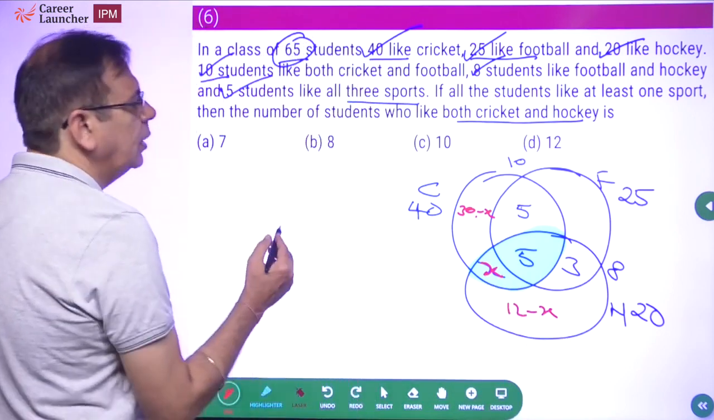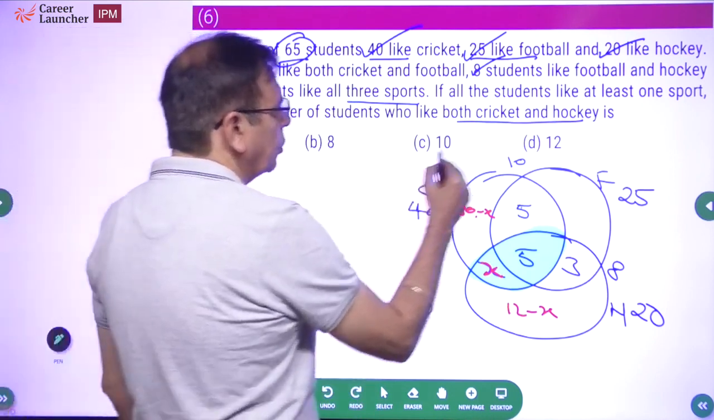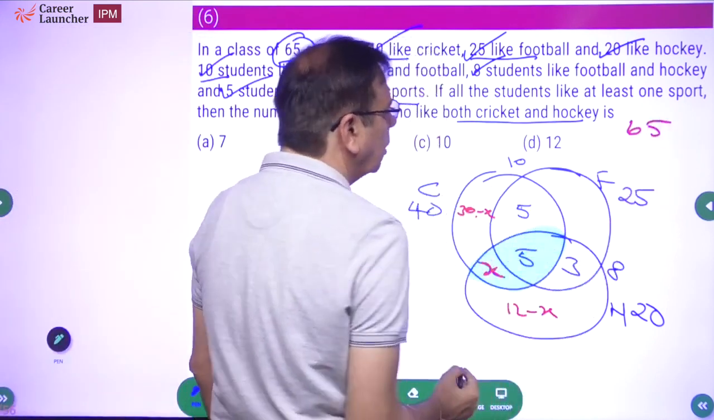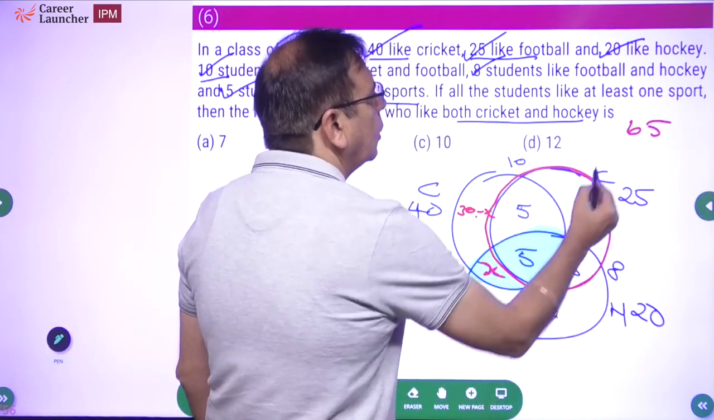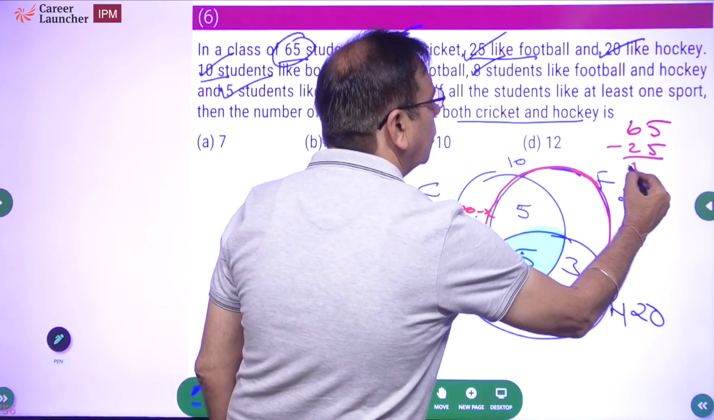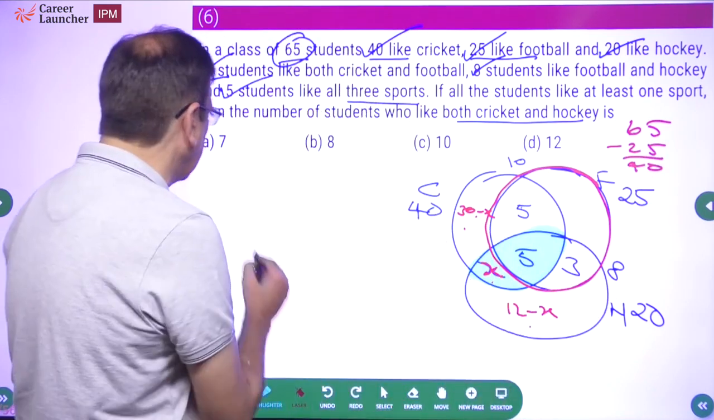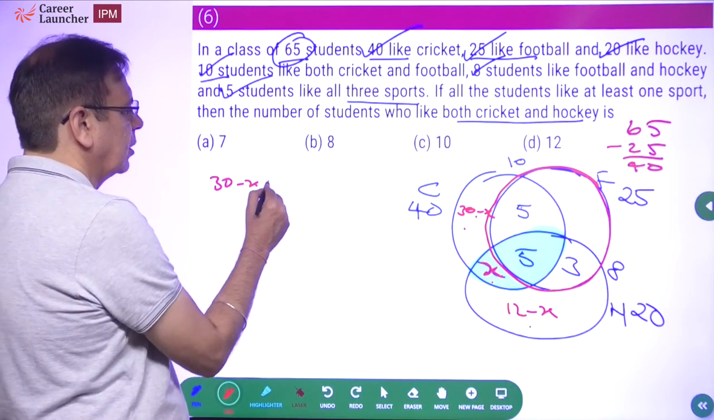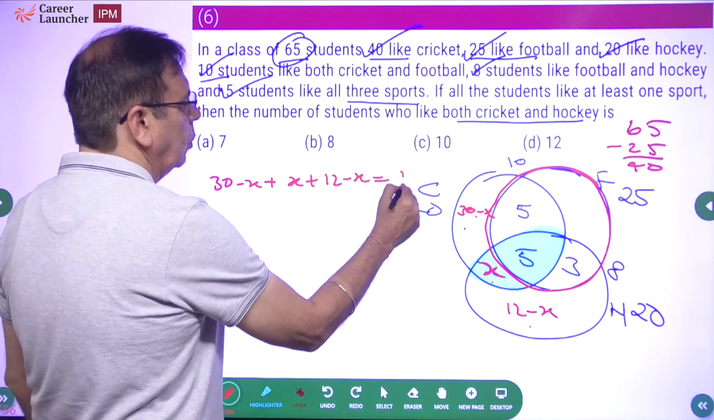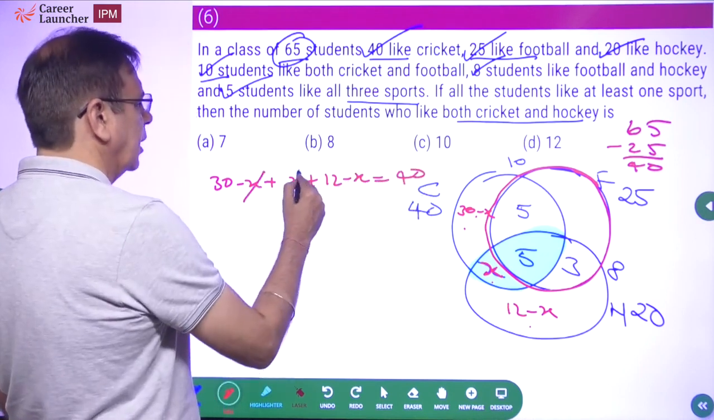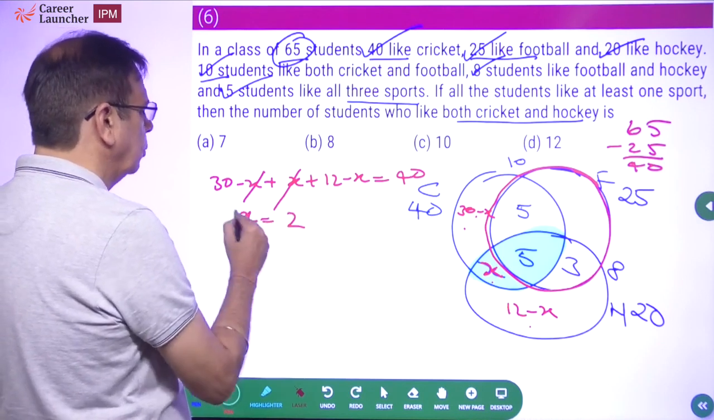What will be the sum of these three? Out of the total 65 students, this is 25. So 65 minus 25 is 40. So that means 30 minus x plus 12 minus x should be equal to 40. So 30 plus 12, 42. So x is equal to 2.